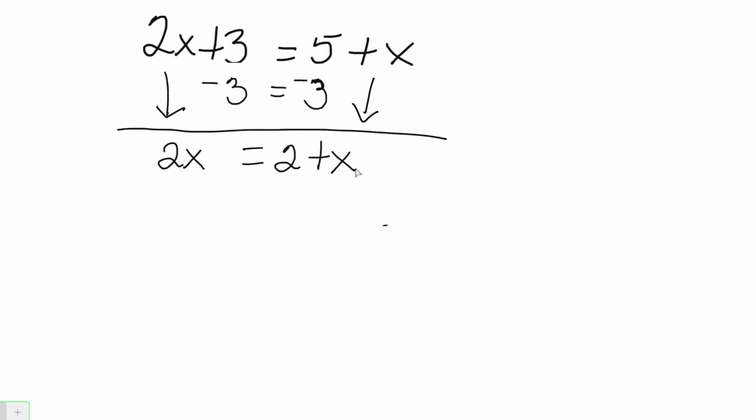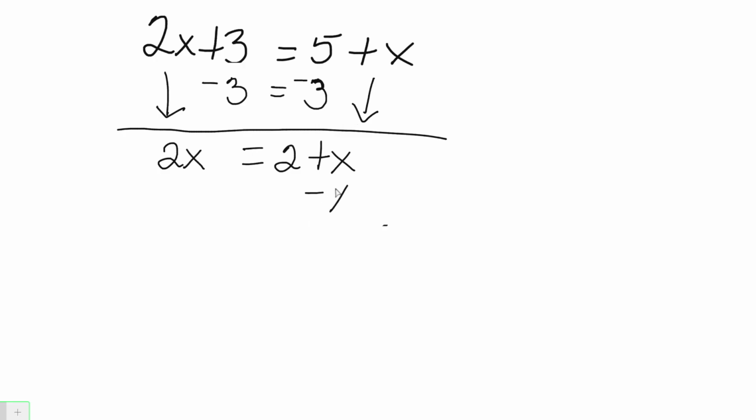Now, who needs to be combined? Those x's are the same type of family, x. So let's go ahead and move this x. Okay, I want to move this one and put it over here because I want all my x's on one side, or the left side of my equal sign. And then I want my constants on one side, which is the right side of my equal sign.